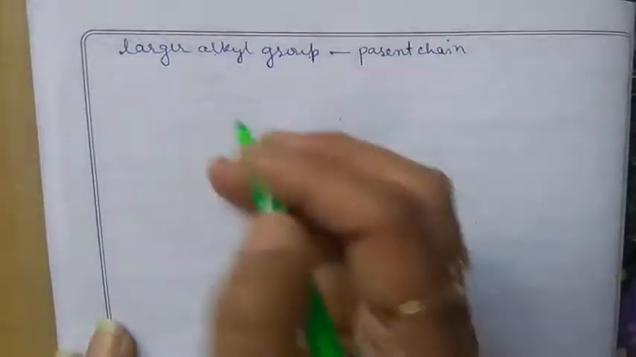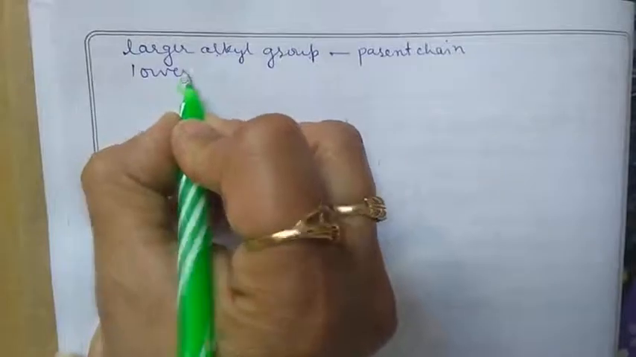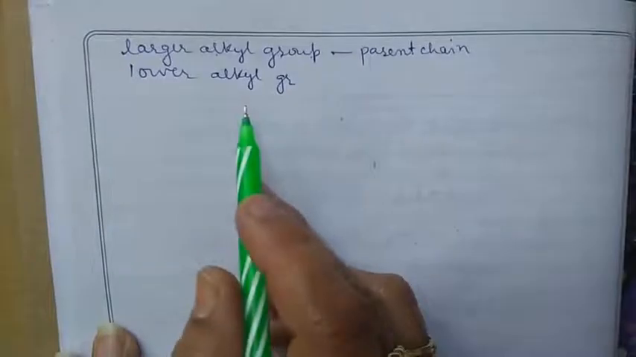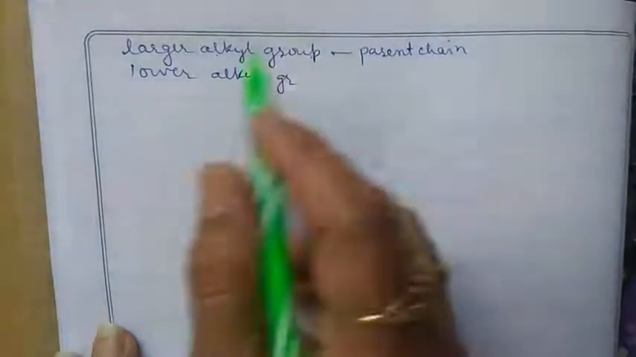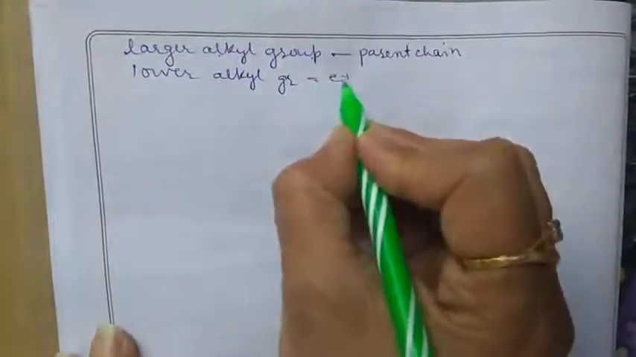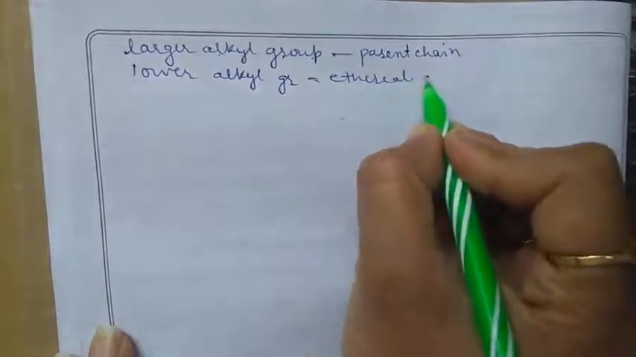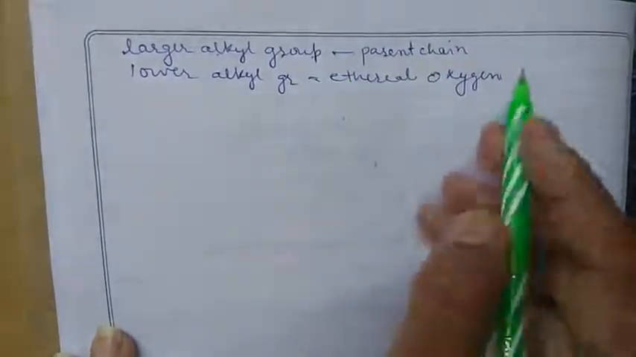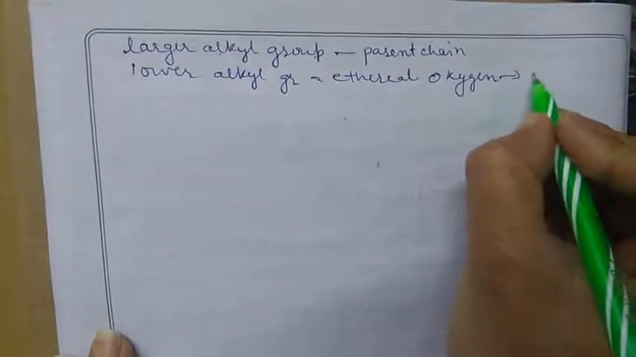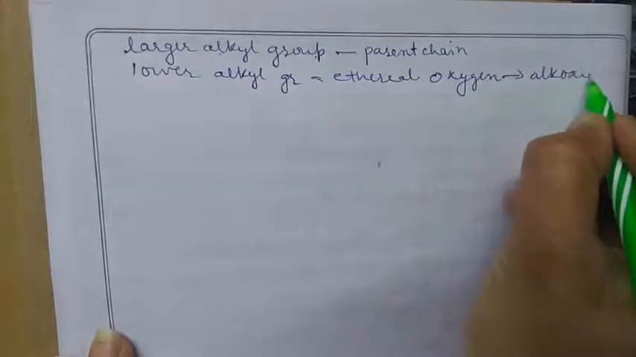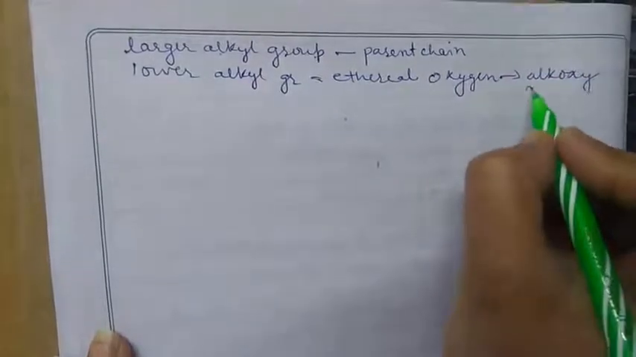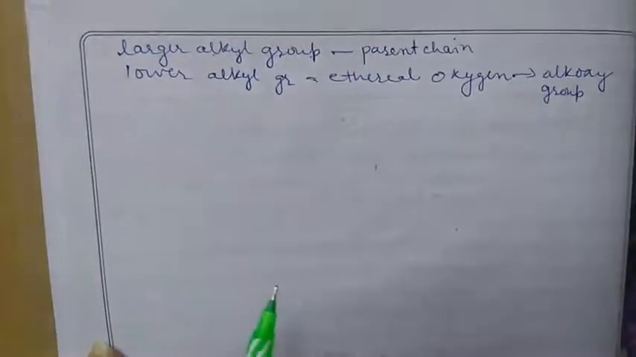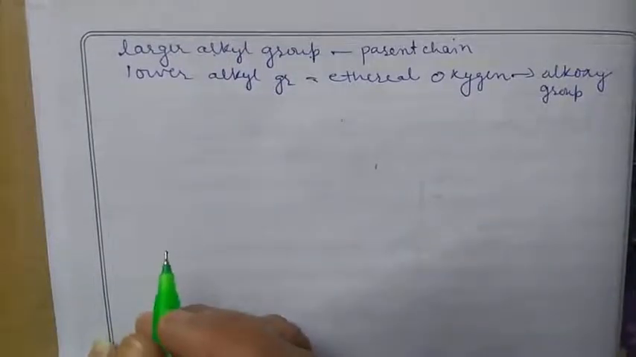The lower alkyl group is taken with the ethereal oxygen and forms a part of the alkoxy group. Now let us take an example.